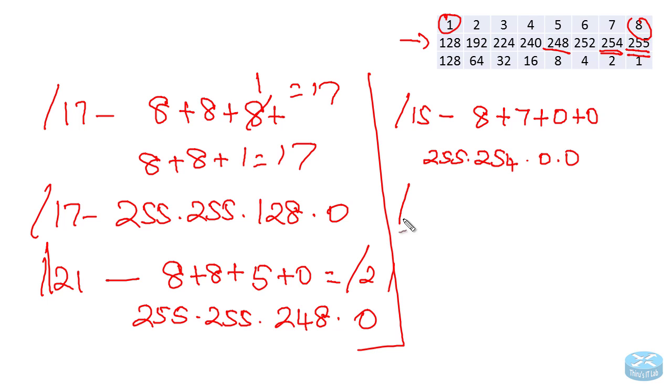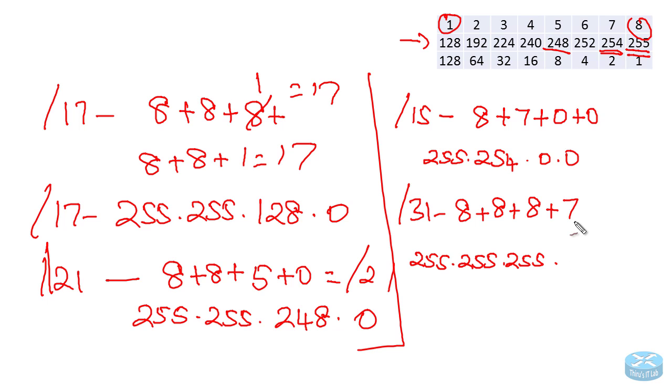Let's say another one, /31. How can we write /31? 8 plus 8 plus 8, 24, plus 7. If it's 8 bits, it's 255. So 255.255.255 dot 7 bits. What is that for 7? 254.